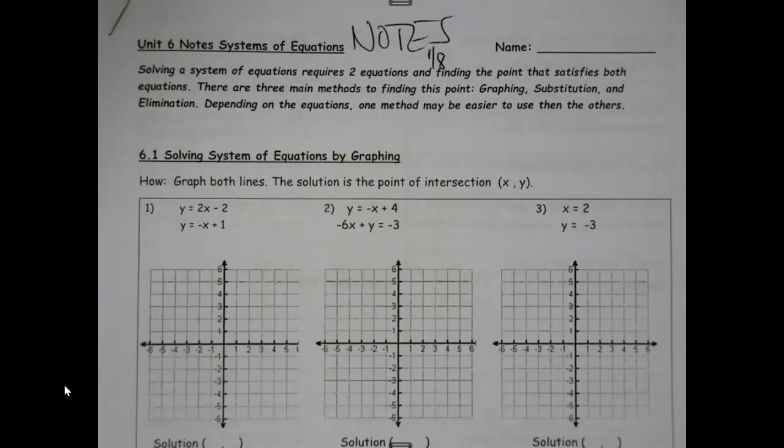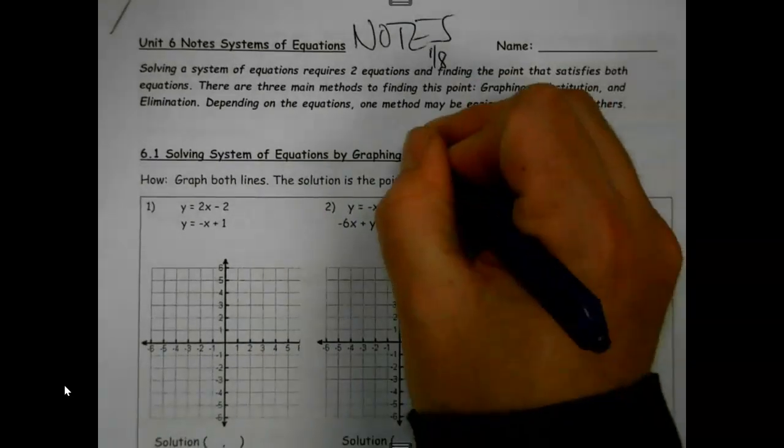So we're going to graph both lines. If graphing is a dilemma for you, I'm going to show you what you can do on the calculator to get the lines. If graphing isn't a dilemma, you can just jump right in and do it. So here's what I'm going to mention first.